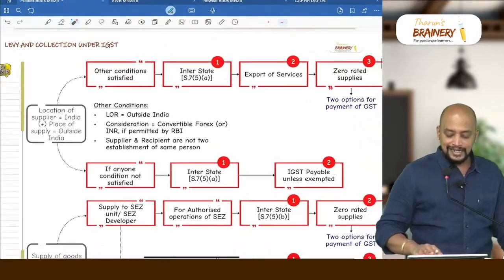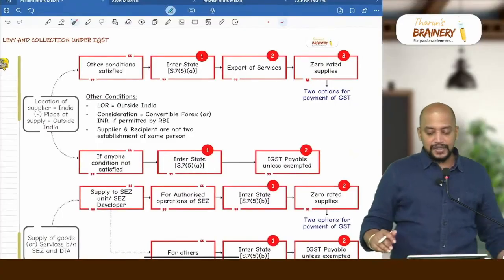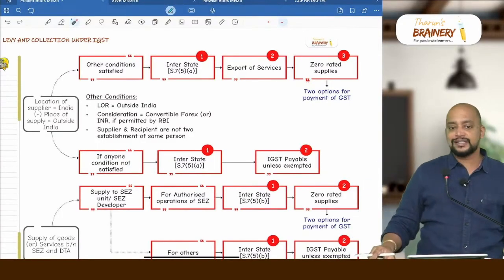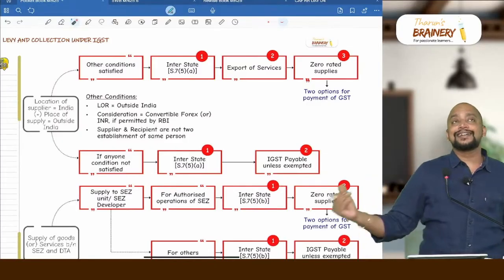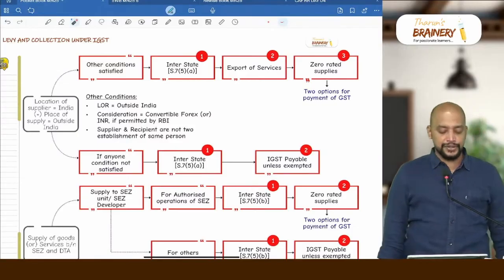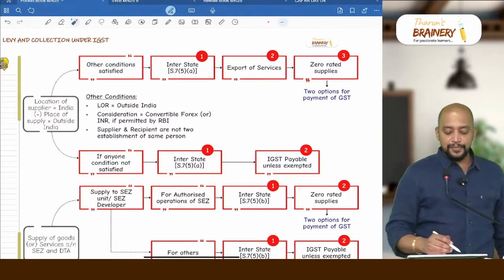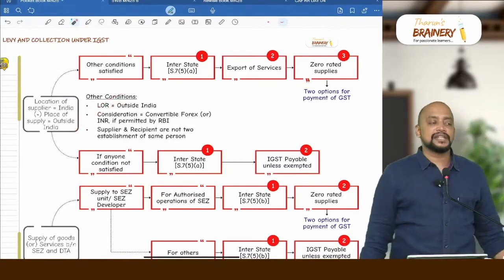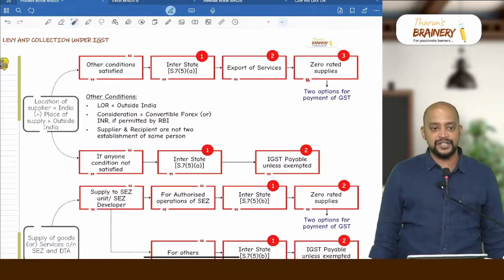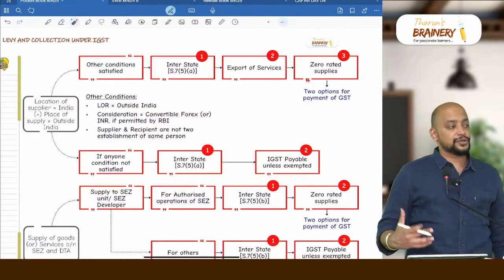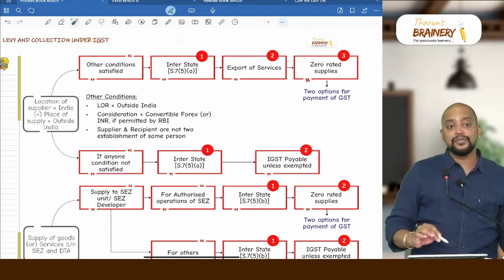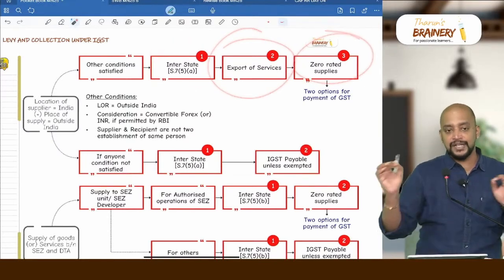Then you can see on the next page, if the location of supplier is in India and place of supply is outside India, no doubt it is deemed interstate. Now check other conditions also. What are those other conditions? Recipient outside India, consideration in convertible foreign exchange, and supplier and recipient are not two establishments of the same person. If all other conditions are satisfied, first it is interstate, and it will become export and it will be zero rated.